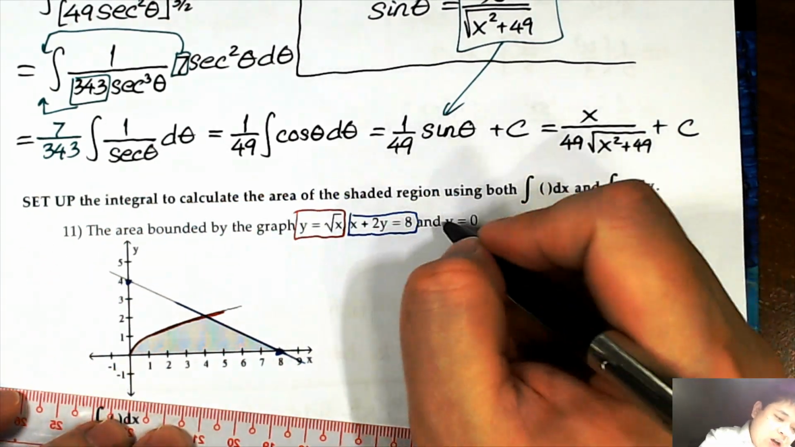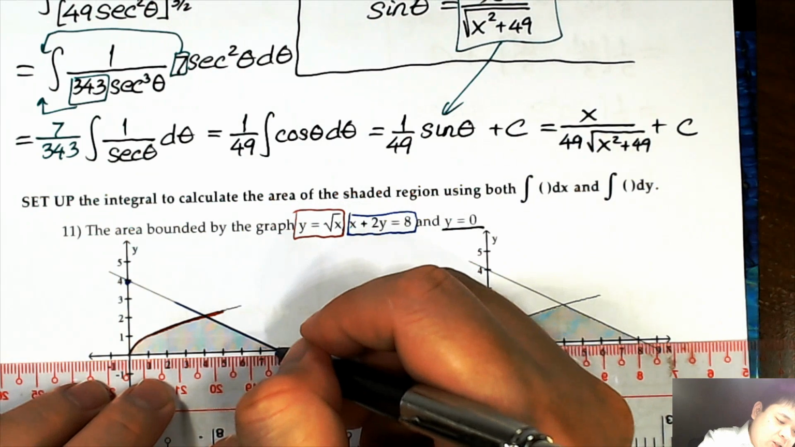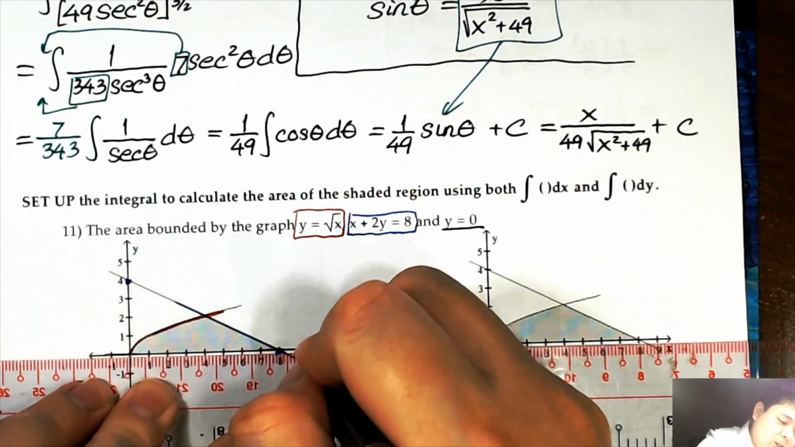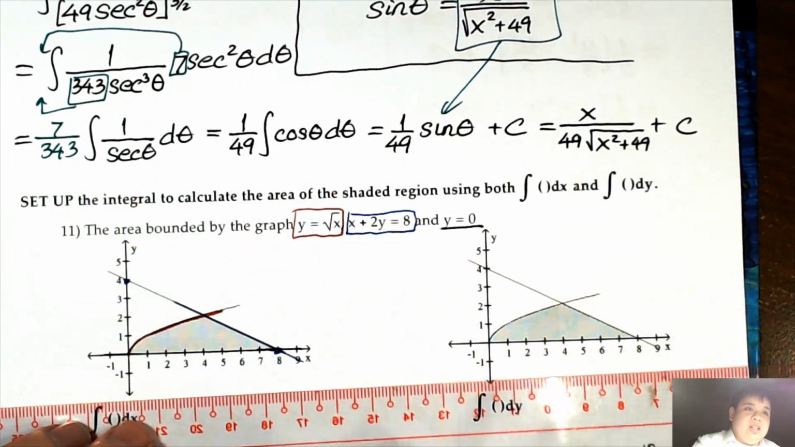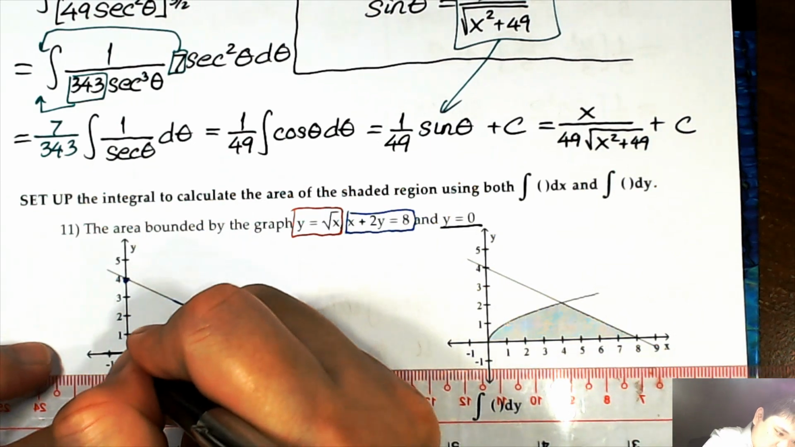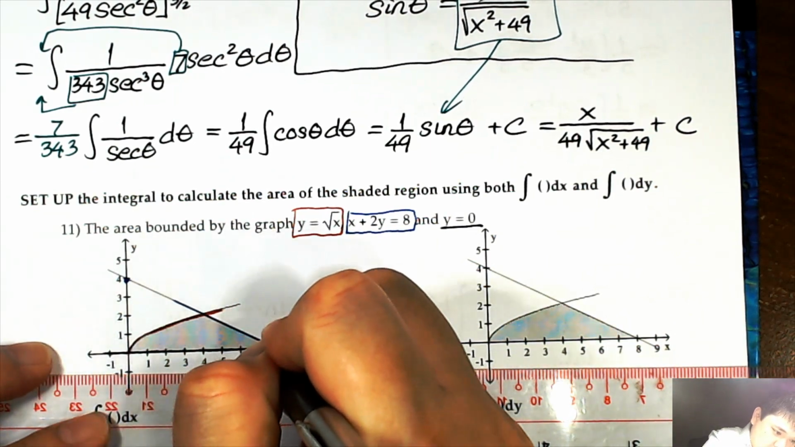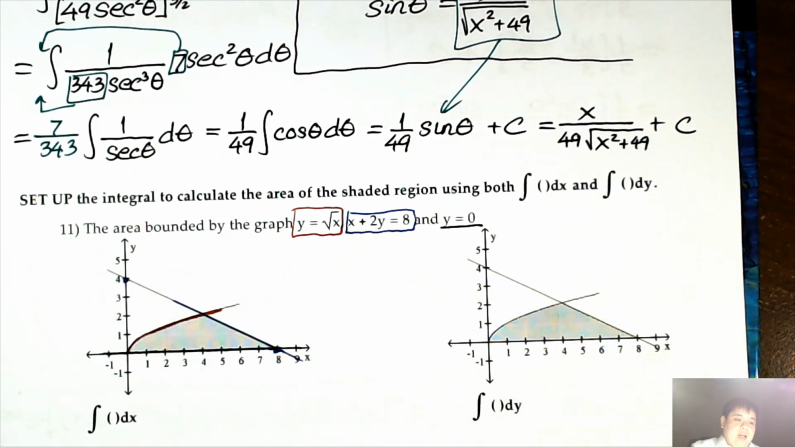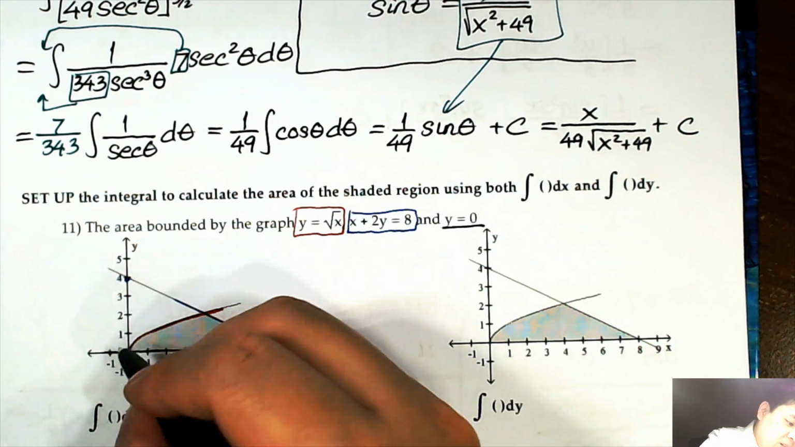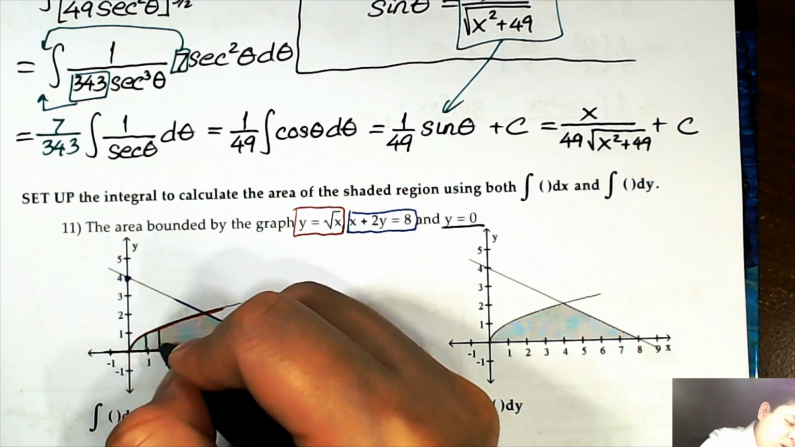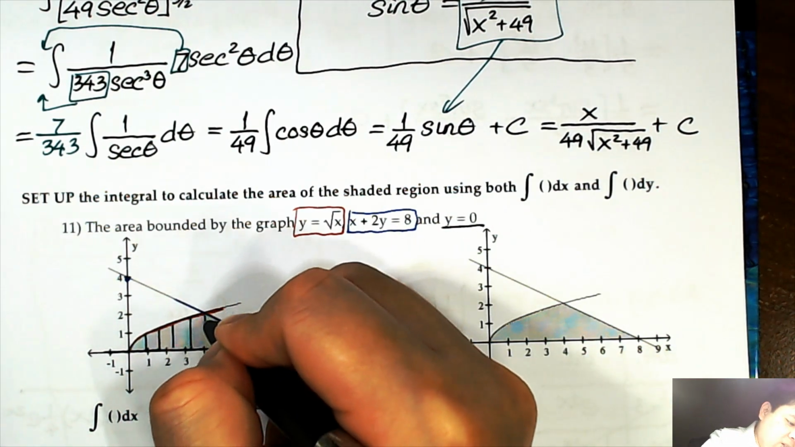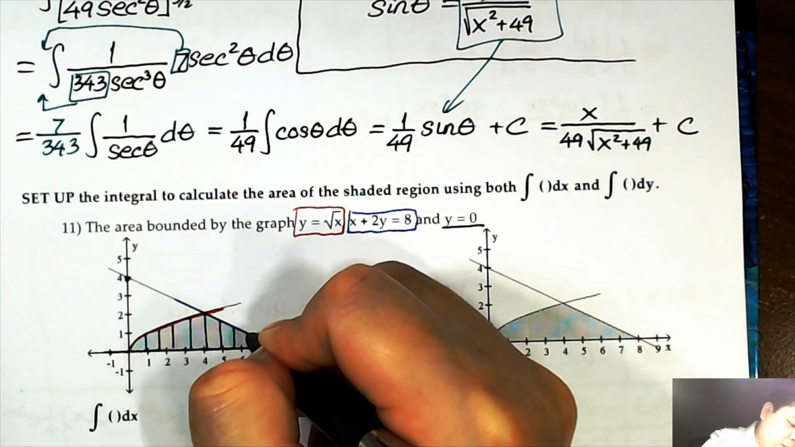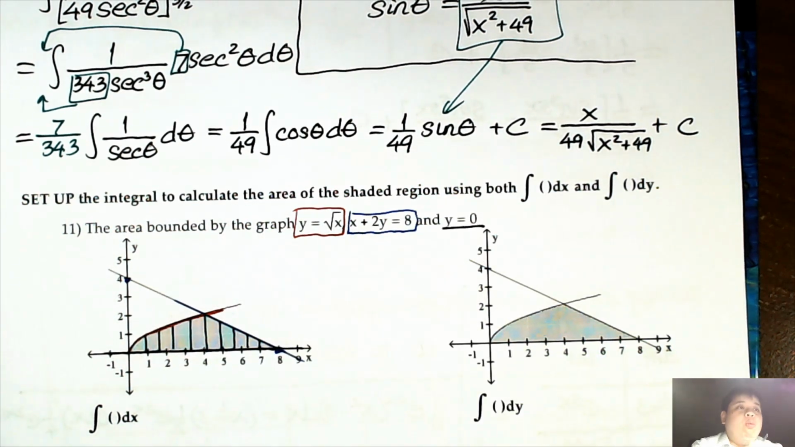And then finally y equal to 0. Of course, that is the region we're talking about. This one we can do both dx and then dy. Now if it is dx, we're going to multiply by the height like this. There's a problem with that.